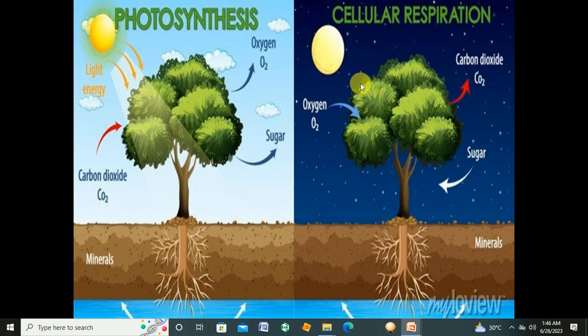In the case of respiration, oxygen is absorbed by the plant and carbon dioxide is released by the plants. Hence, you can see, dear students, that photosynthesis and respiration are basically exact opposites of each other. In photosynthesis, carbon dioxide is absorbed. In the case of respiration, carbon dioxide is released. In photosynthesis, oxygen is released, but in respiration, oxygen is absorbed by the plants. So basically, these are the two processes that are carried out by the plants in the daytime and in the night time.